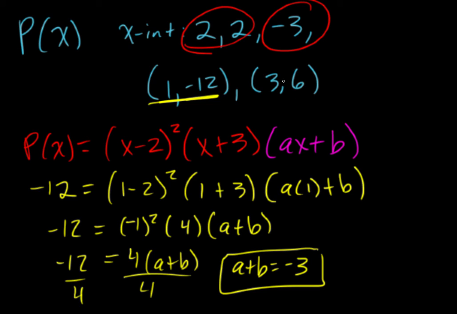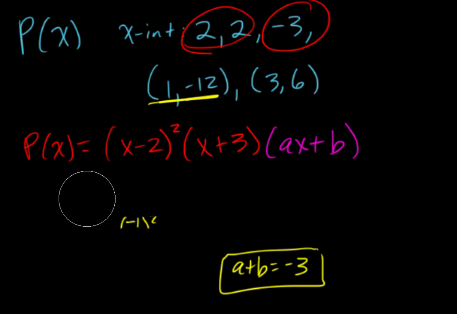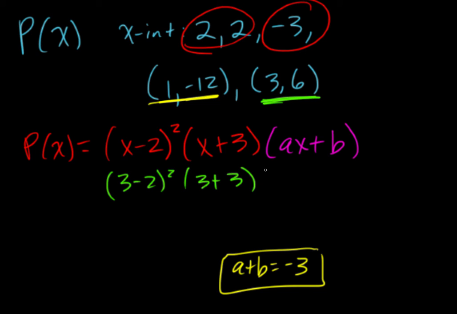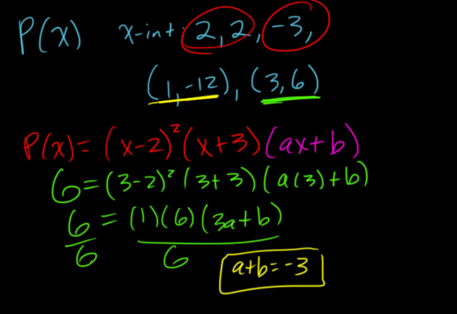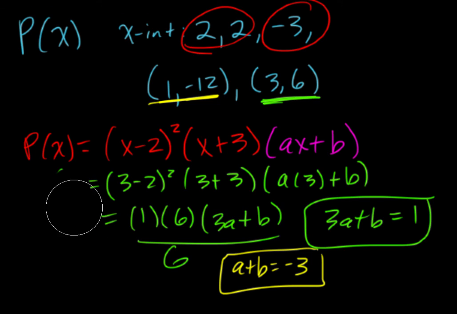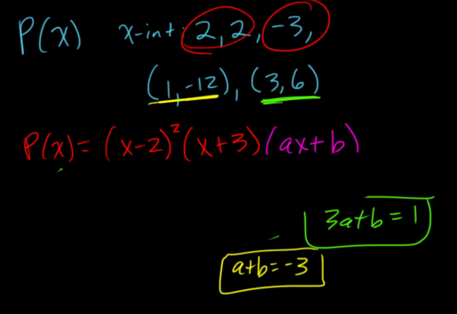Next thing we want to do is plug in 3 for x, and we'll get 6. So I'm just going to erase this work, keep that final equation. So we'll plug in 3, and we should get 6. So 3 minus 2 squared, 3 plus 3, a times 3 plus b, and the answer should be 6. 3 minus 2 is 1, 1 squared is 1. That's going to be 6. That's going to be 3a plus b. This is really just 6, so I'm going to divide both sides by 6, and so 3a plus b is equal to 1. Alright, get rid of that. Now we just need to use these two equations to solve for a and b.